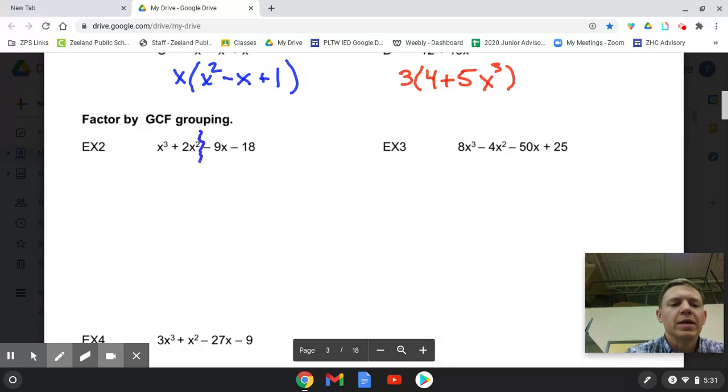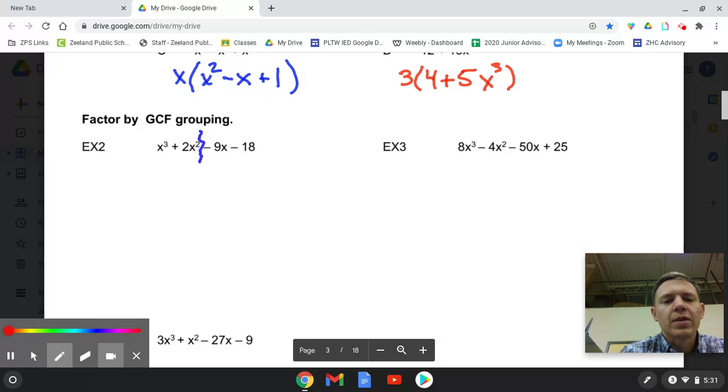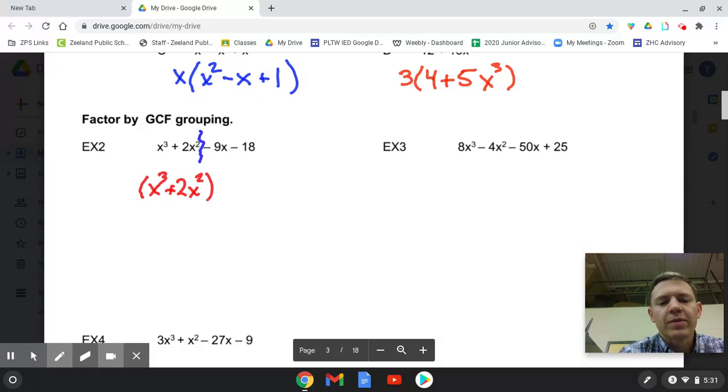And then I'm going to say, is there anything that x cubed plus 2x squared have in common? You might be thinking, yeah, they have an x in common. They sure do. In fact, they have an x squared in common. So I can take an x squared out of each of them, and then I'm left with an x plus 2.